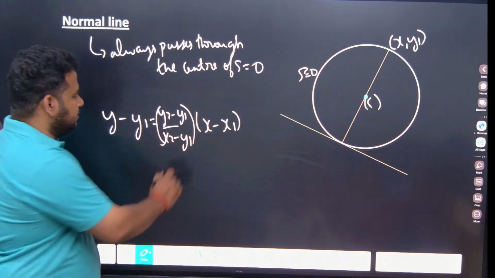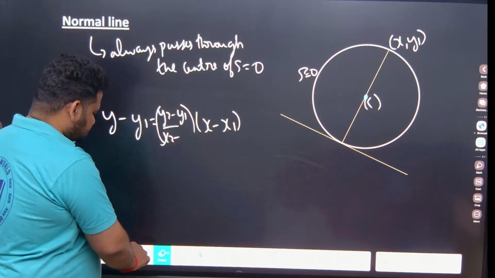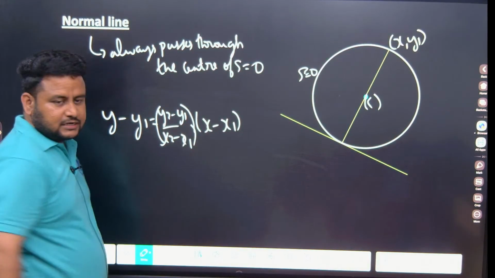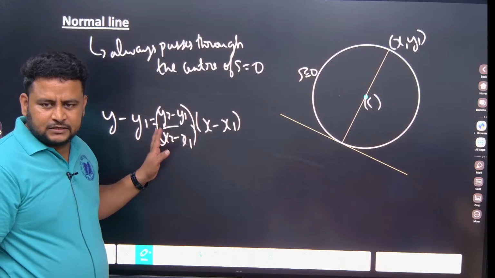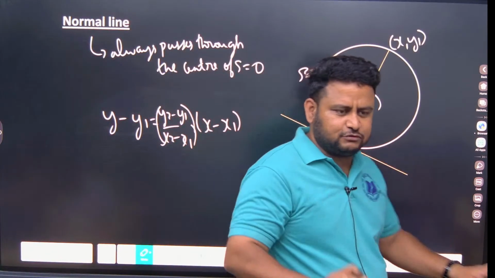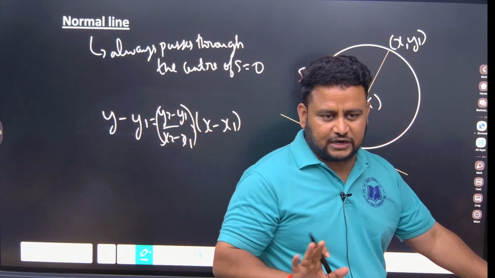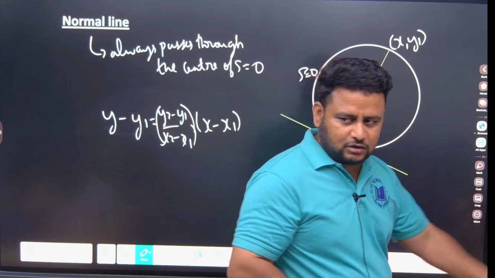Okay, x2 minus x1. Clear? Understood everyone? So this is how you will be able to find the normal, not the way you do in the board exam. Don't use that method of first finding the tangent, then the normal. Not required. Directly you will find the normal. Got it?